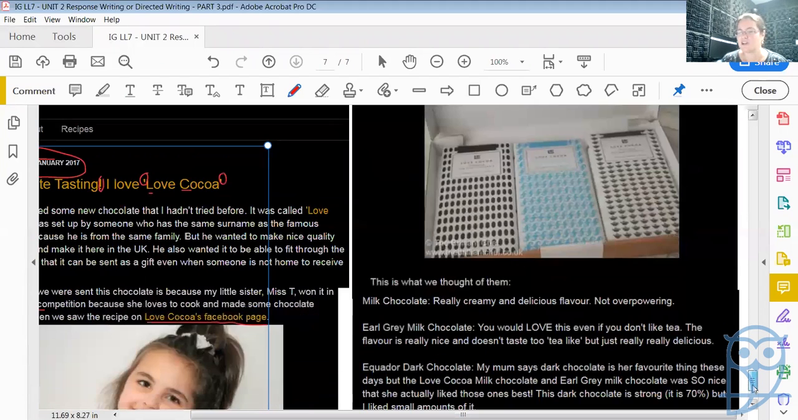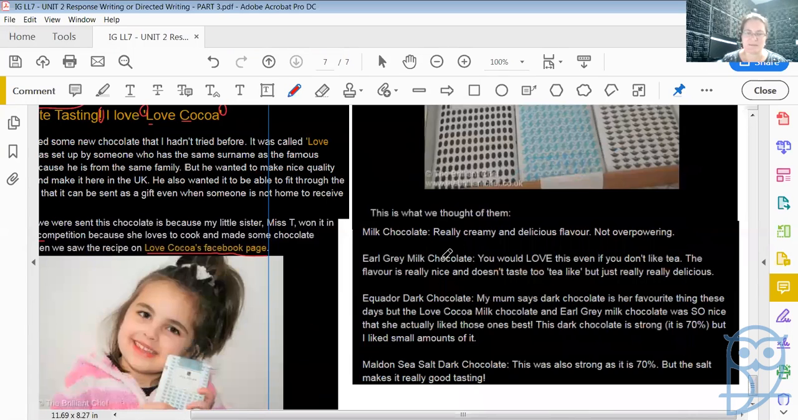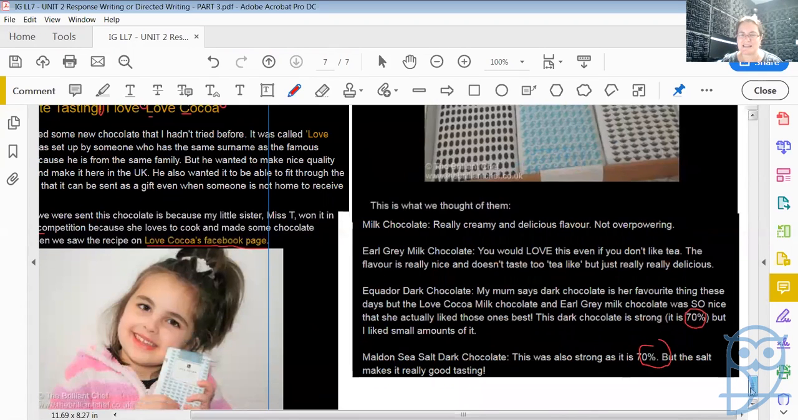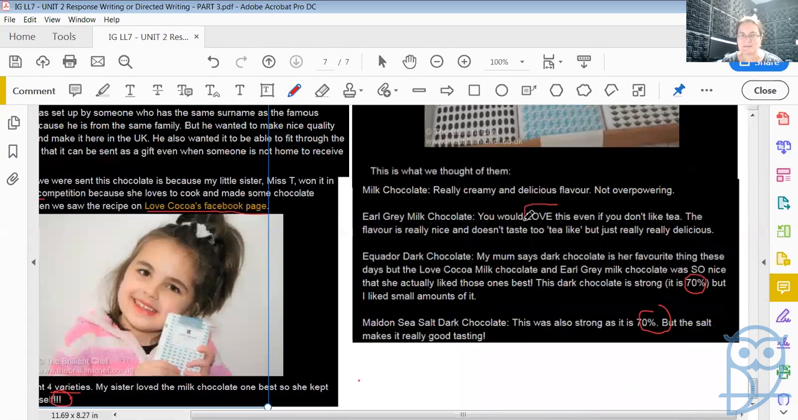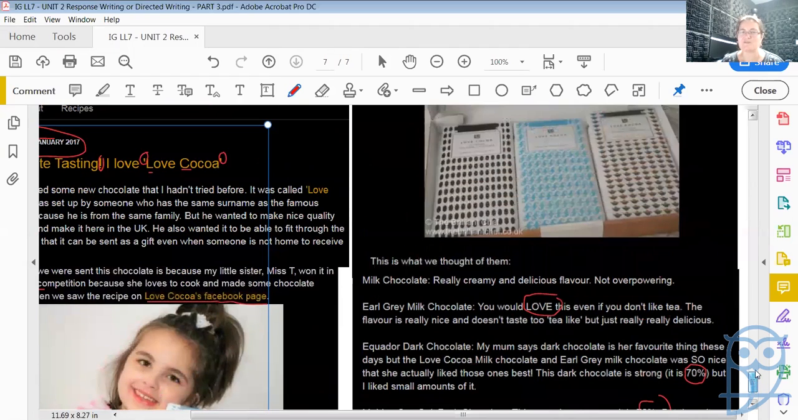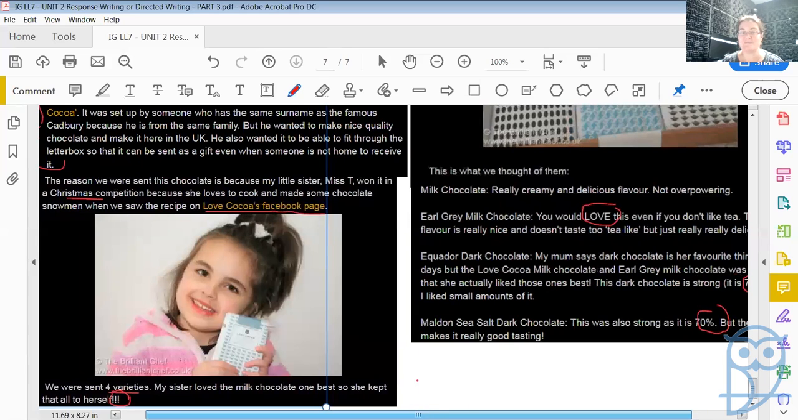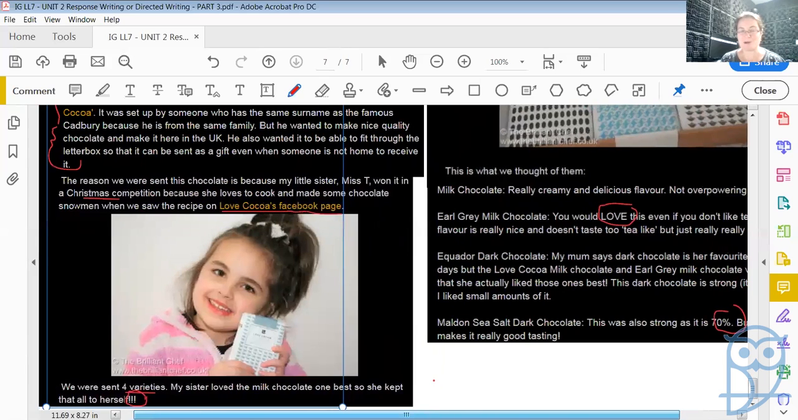And then they go on to look at the different kinds of flavors, okay? Milk chocolate, Earl Grey milk chocolate, Ecuador dark chocolate, etc. And then they give their opinion. And they'll give a few facts as well, 70% dark cocoa, whatever it is, and then try to make things sound enticing. They have big capitalized words that stand out to draw your eye to it. So this is the kind of thing that you'll find in blogs, particularly sponsored blogs, blogs that companies want to approach and get their product promoted.